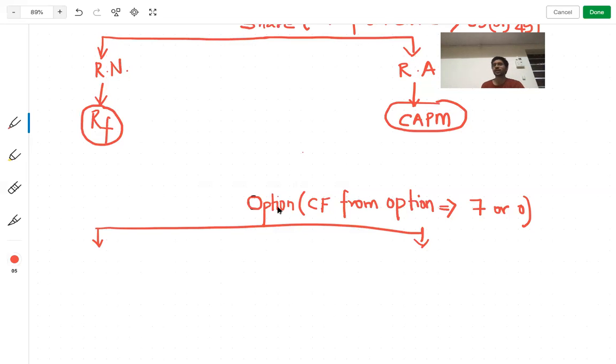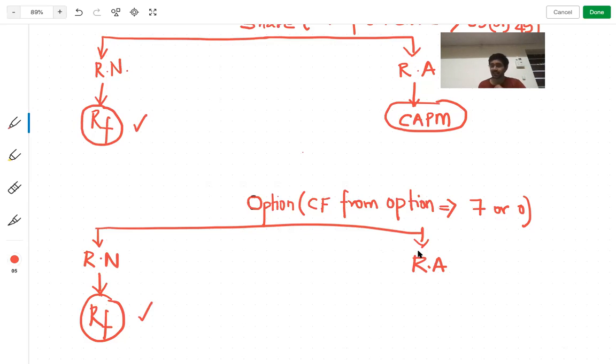So when we are discounting the cash flows from an option, where the cash flows could be either 7 or 0, this step we are actually going to see, where we will discount the cash flows from an option. For a risk neutral investor, again, we could have two situations: a risk neutral investor is valuing and a risk averse investor is valuing. If we are assuming that a risk neutral investor is valuing, the discount rate is going to be RF, because the risk neutral investor requires only a risk free rate of return, whether he's investing in an option or in a share.